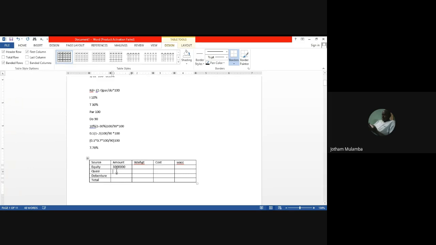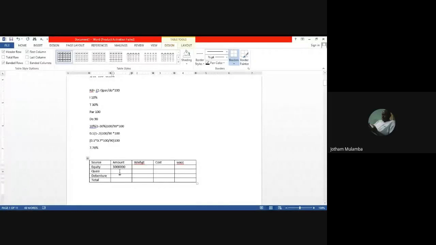So we go to quasi. Quasi is the preference shares. So preference shares were 50,000 shares, and they were sold at 12 shillings. So 12 times 50,000 is 600,000. So we come here and record 600,000.